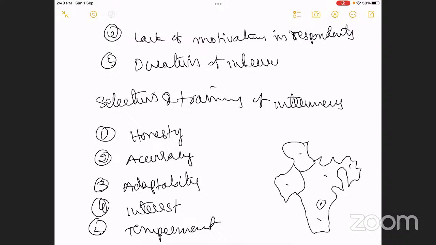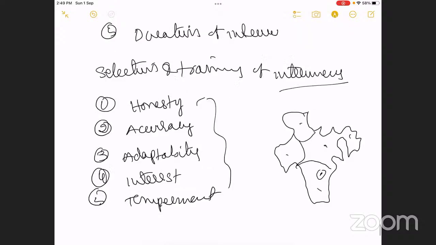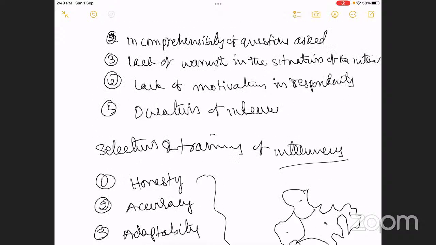ఓకే, సేమ్ వే. సో హియర్ వైల్ ట్రైనింగ్ దిస్ 5 people, okay, you need to select honest people. So you maintain the accuracy. So you need to adapt to the locality. And they should have an interest in collecting the data, and temperament also. So all these characteristics you should consider while training your interviewers. This is all about interviewing.